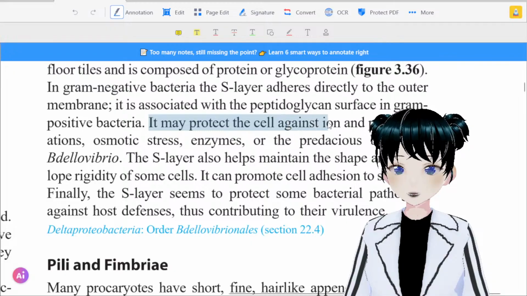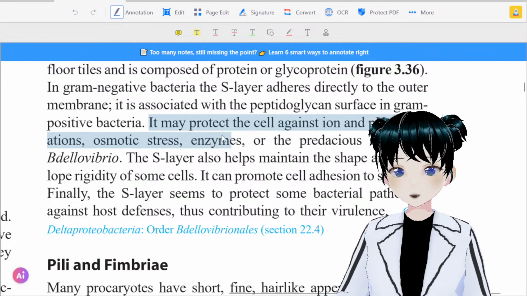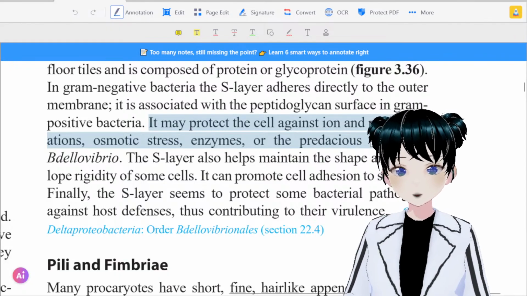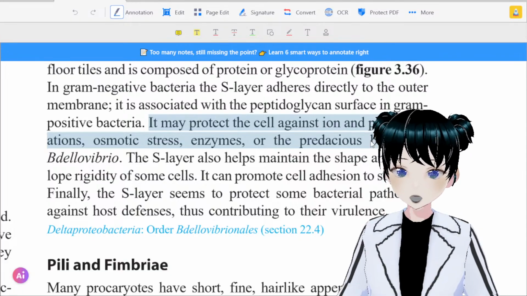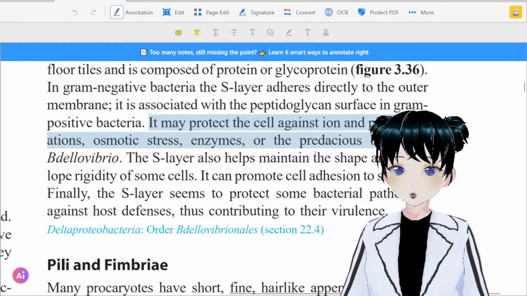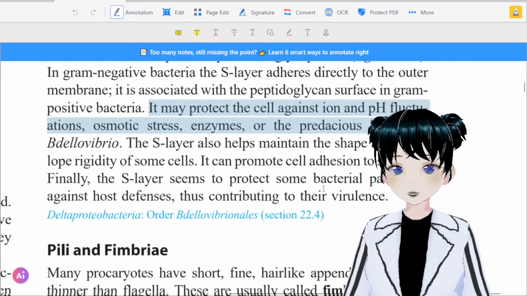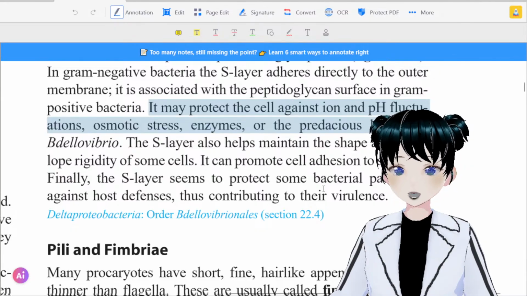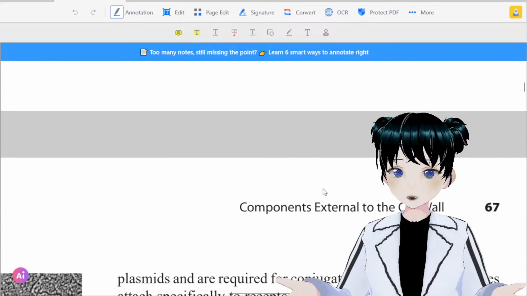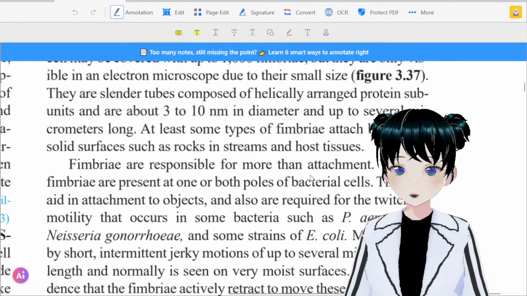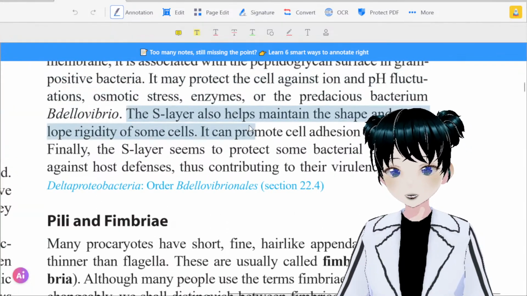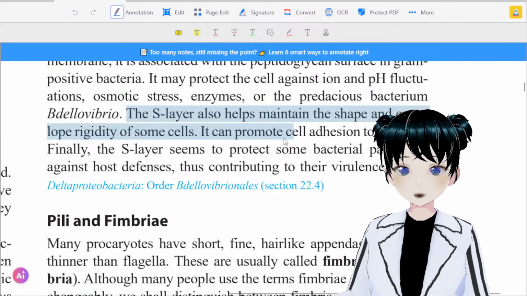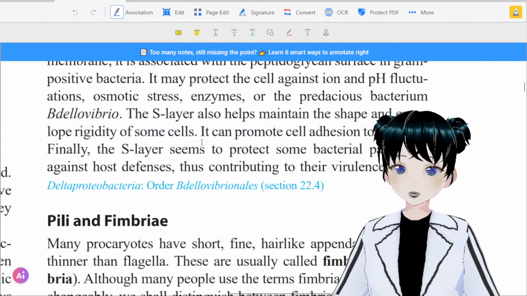It may protect the cell against ion and pH fluctuations, osmotic stress, enzymes, and other predaceous bacteria such as Bdellovibrio. Again, it's an outer layer, so it's further secure and further permeability barrier, so that's why it can protect cells against ion and pH fluctuation, osmotic stress, enzymes, and other bacteria. Just think of it as a protector. The S layer also helps maintain the shape and envelope rigidity of some cells. Of course, it's going to help in rigidity.